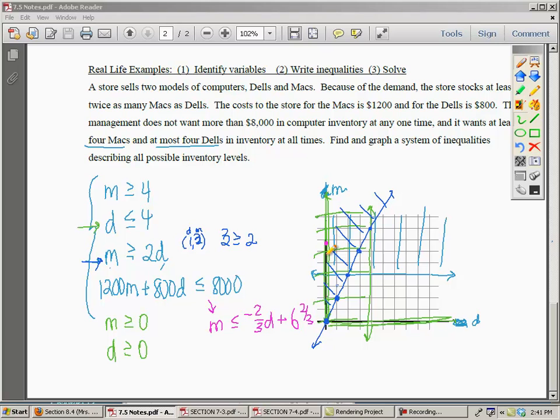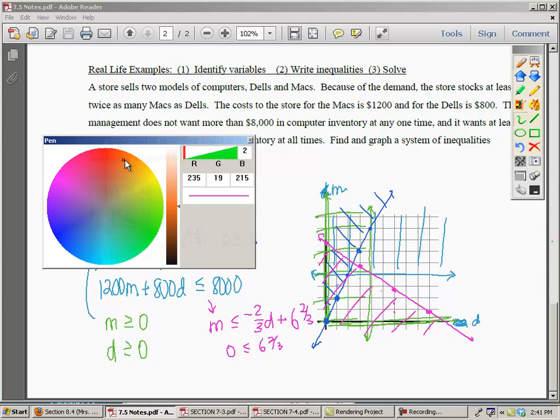And then it's saying go down 2 and over 1, 2, 3. Down 2 and over 3, down 2 and over 3. And it's less than or equal to, so you get this line. And as you look at this, now we want to check 0, 0 again. Is 0 less than or equal to 6 2/3? The answer is yes. So I get all of this shaded down here.